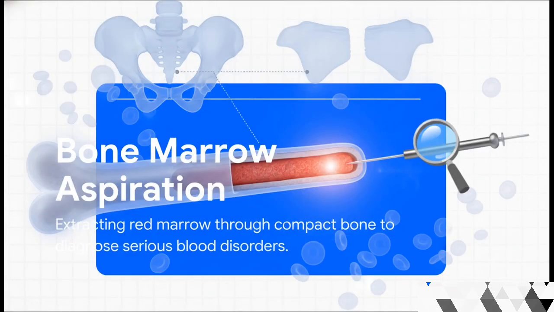Our final clinical correlation brings us back to the spongy bone. You have probably heard of a bone marrow aspiration. It's a common clinical procedure where a doctor uses a specialized needle to extract red bone marrow. Now, while this is usually done on flat bones like the pelvis or the sternum, the anatomical principle is exactly the same as in our long bone. The clinician has to push the needle straight through the hard compact bone to tap directly into the spongy bone's hematopoiesis factory. Extracting those blood-forming cells allows them to diagnose leukemias, anemias, and other really serious blood disorders.